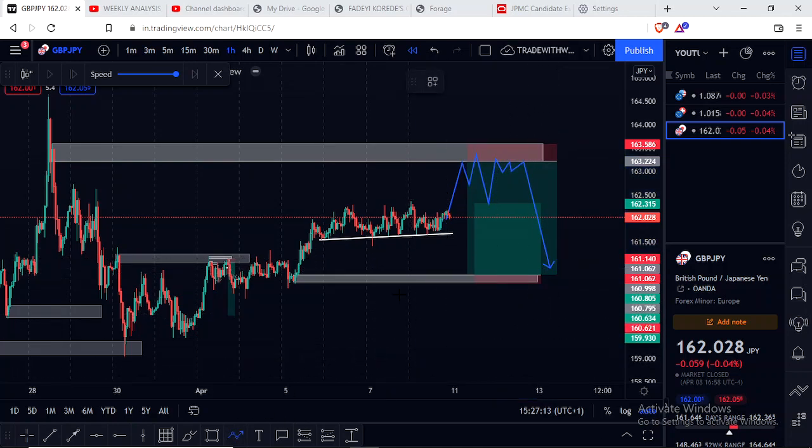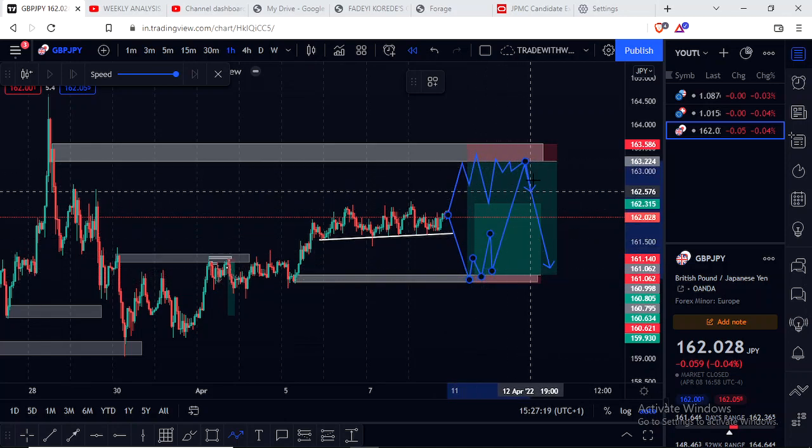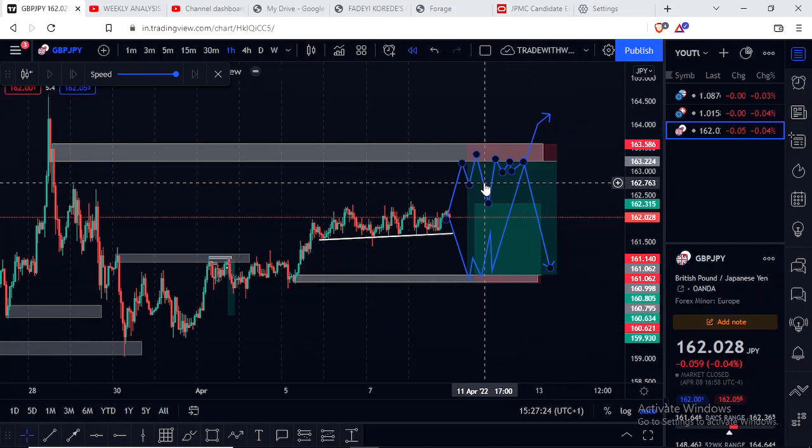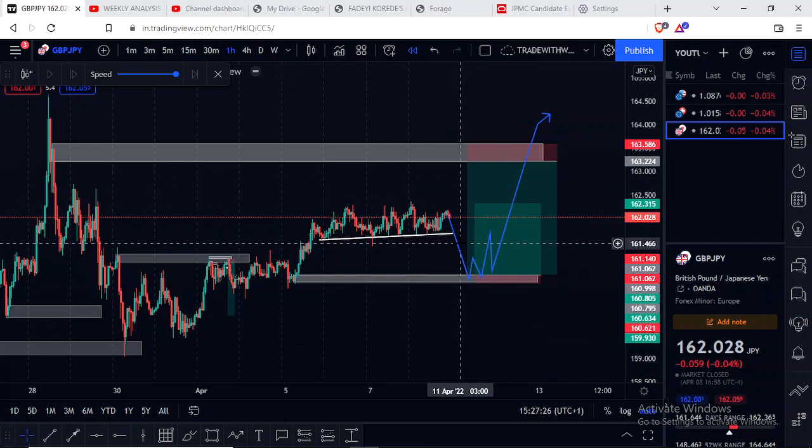But for this, we're just expecting a liquidity grab, for those that use confirmation, and for those that don't use confirmation, then continue the rise. Okay. So this is what I'm expecting on GBP JPY.